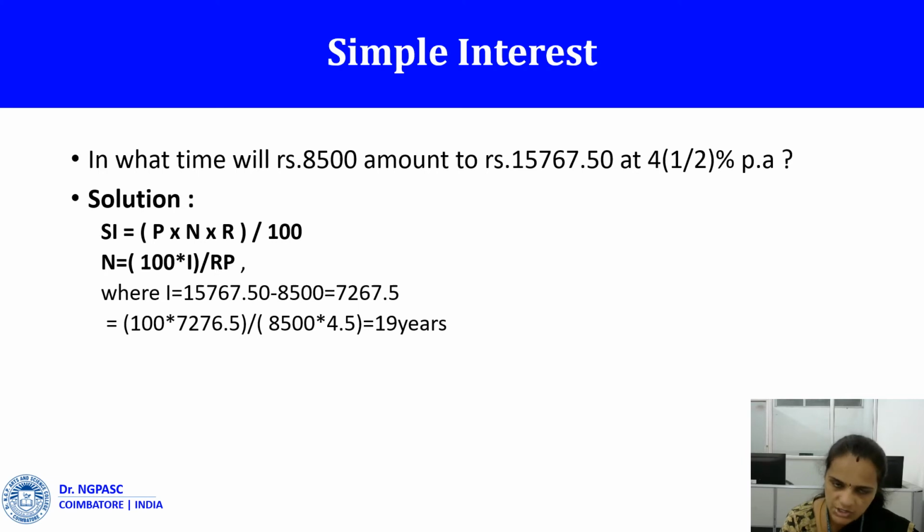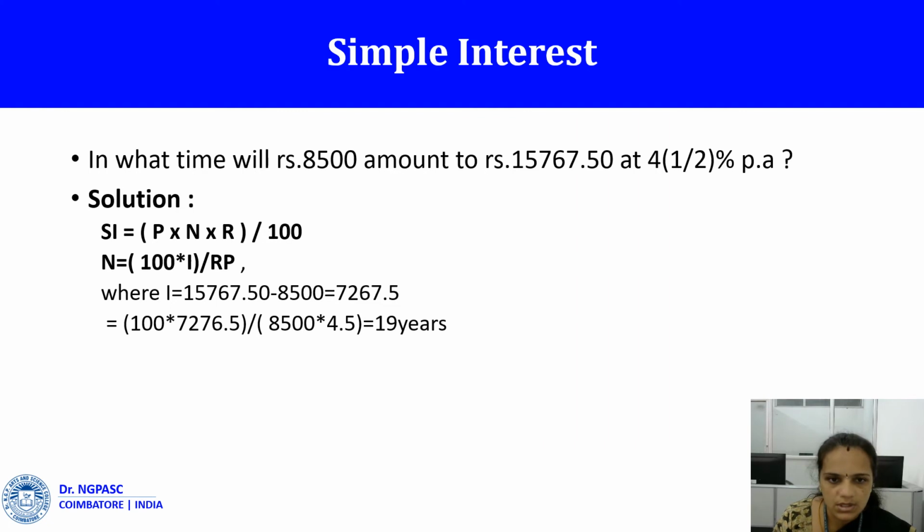So we know the initial amount, the principal, is 8,500. We know the amount, so if we subtract the principal from the amount, we'll get the interest amount. That is 15,767.50 minus 8,500, and we get 7,267.5 as the interest amount. That is the interest paid on the amount 8,500 over the period.